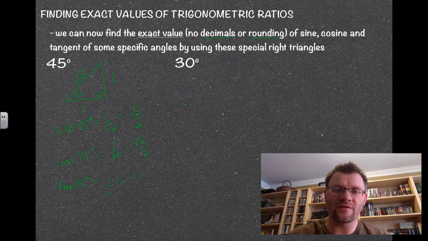Now for 30 degrees, we need to use a different triangle. We're going to use a 30, 60, 90 triangle. And remember that we had a 1 here, a 2 here, and a root 3 here. If this was 60, then this angle is 30. So sine of 30 is opposite over hypotenuse. So opposite, which is 1, over the hypotenuse, which is 2. That's just a half. Cos of 30 is adjacent over hypotenuse, so that's root 3 over 2.